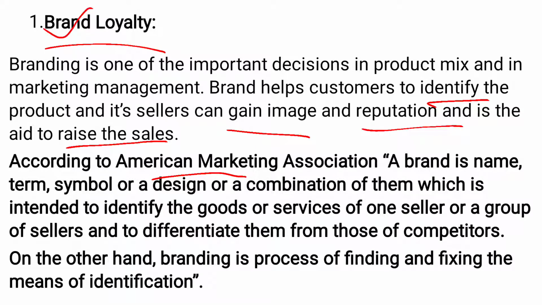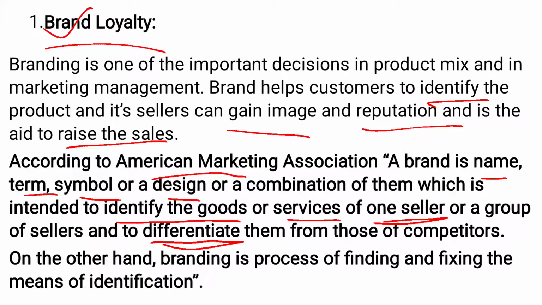Let's see the meaning of a brand. According to American Marketing Association, a brand is a name, term, symbol, or a design or a combination of them, which is intended to identify the goods or services of one seller or a group of sellers and to differentiate from those of competitors. On the other hand, branding is a process of finding and fixing the means of identification. That means a brand is a name, mark or symbol, number, letter or any other words or combination of all these given to a product in order to identify the product of a seller and differentiate them from the competitors. Here a brand is nothing but a name or symbol given to a particular product in order to identify that product and differentiate from the competitors.